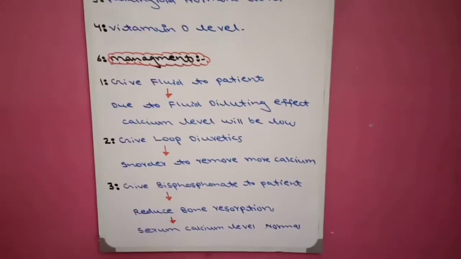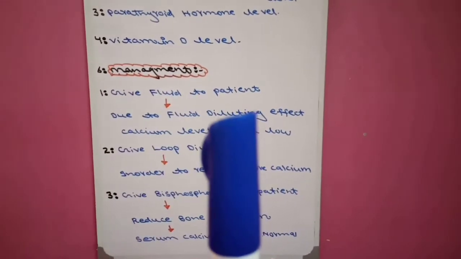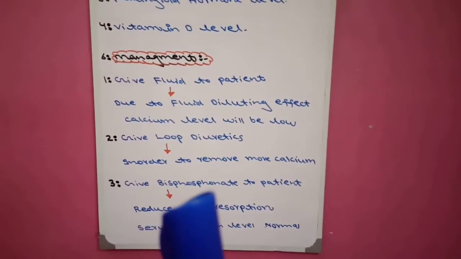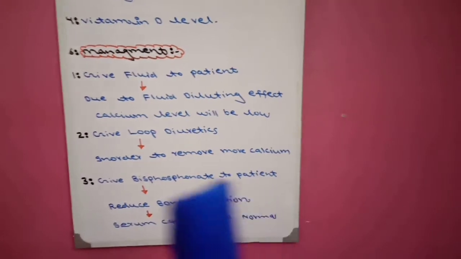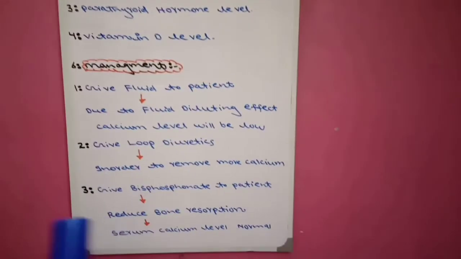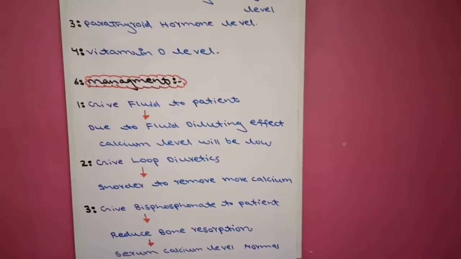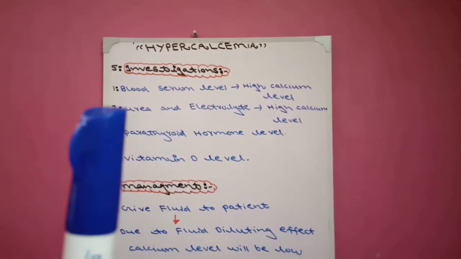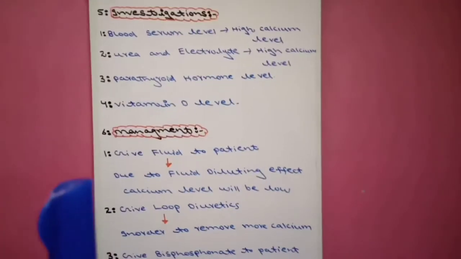In management, we give 3 things. Number 1, give fluid to patient. Number 2, give loop diuretics. And number 3, give bisphosphonate to patient. This is the simple management of hypercalcemia. Now today our topic is complete. We studied hypercalcemia definition, causes, clinical feature, pathophysiology, investigation, management. Now our topic is complete.